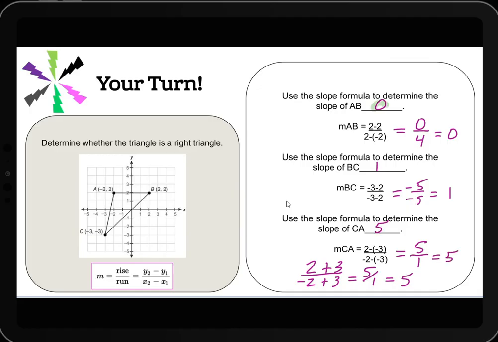As you can see, for the three slopes that we have, none of them are opposite reciprocals. Since none of them are opposite reciprocals, we can conclude that the triangle is not a right triangle. Since there's no opposite reciprocals, which means there's no perpendicular segments, which means there's no right angle, which means it's not a right triangle.